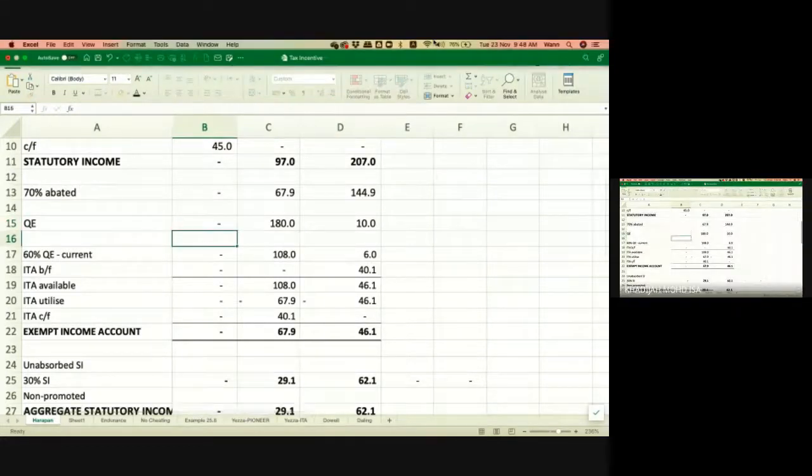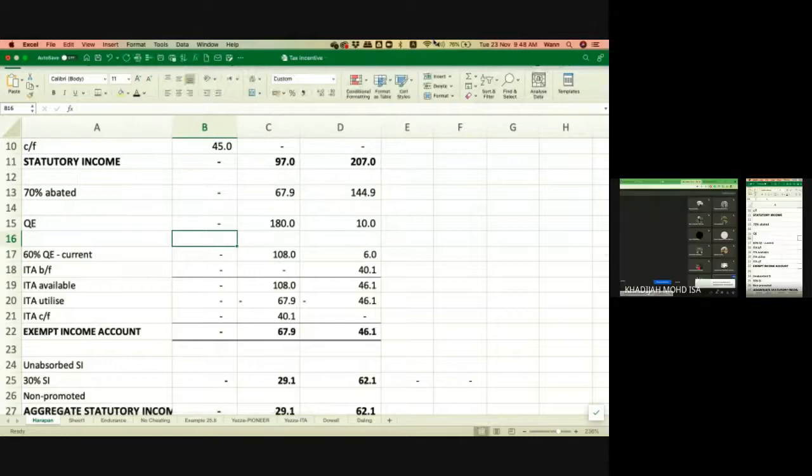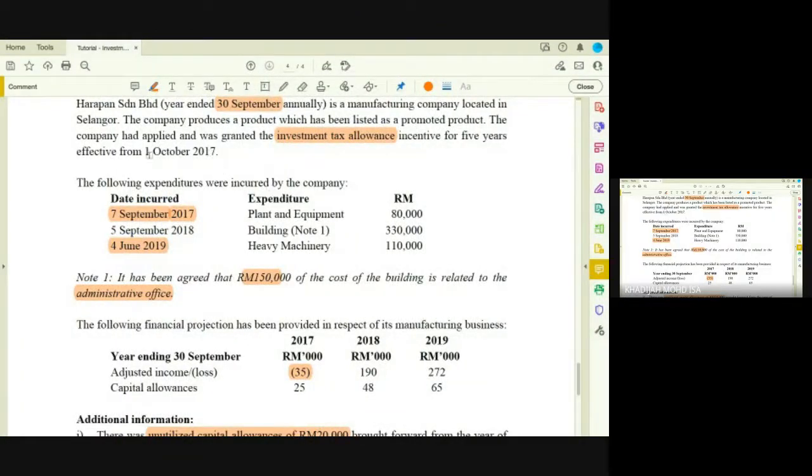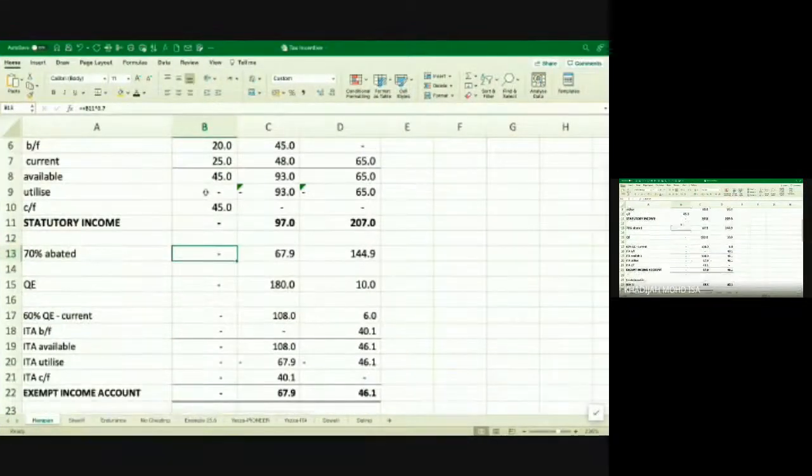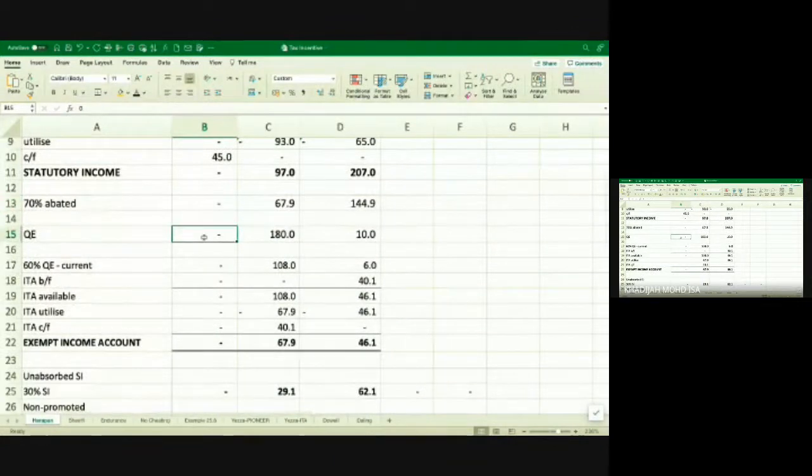Okay. Alright, I think that you are correct because it says that you start in YA 2018. Right, YA 2018 is the first year. So 2017, even though you incurred 80,000, you cannot claim that as your ITA because you have not started, right? You only start in 2018. So even though you have that 80,000, it is not qualifying for ITA purposes. You do have QE incurred, but it's not yet under ITA, so you don't have to compute that, right? So rugi lah actually, right?